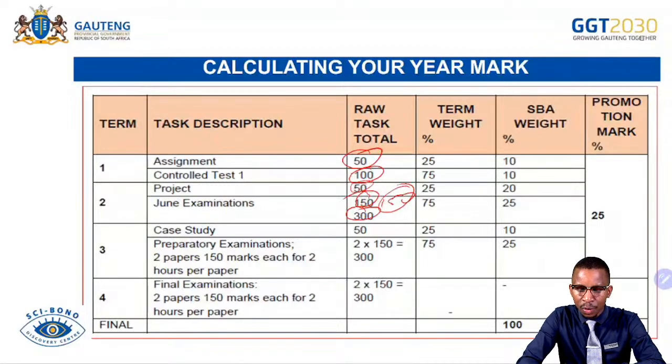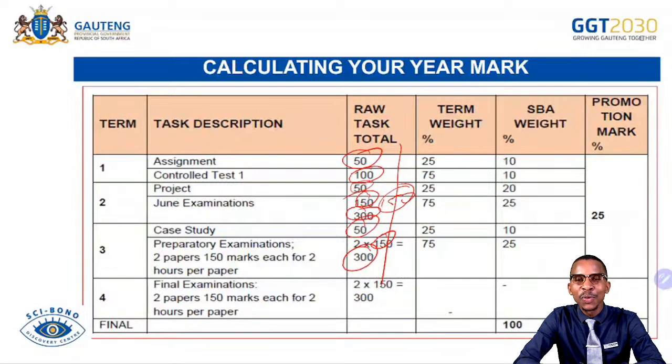In term 3, you had the case study for 50 marks, and then you had 150 for paper 1 and 150 for paper 2. Then it gives you 300. Then all in all, you work out of 350 again. And then after that, you add these marks and they give you 850. So you're working out of 850.